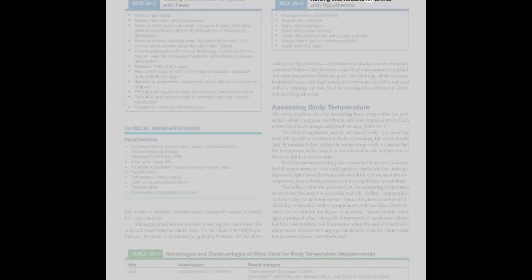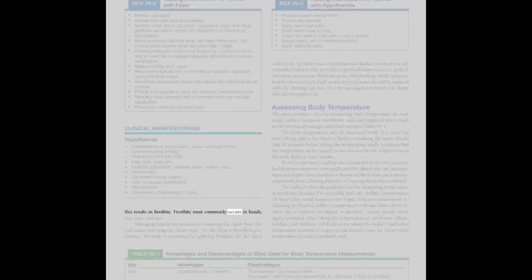Nursing interventions for clients with hypothermia, Box 29-3. Provide a warm environment. Provide dry clothing. Apply warm blankets. Keep limbs close to body. Cover the client's scalp with a cap or turban. Supply warm oral or intravenous fluids. Apply warming pads. This results in frostbite.